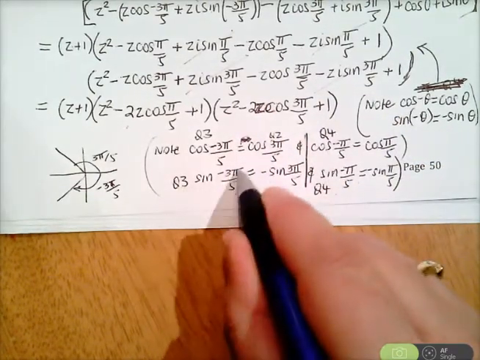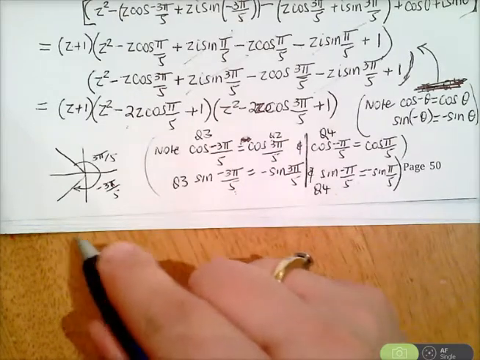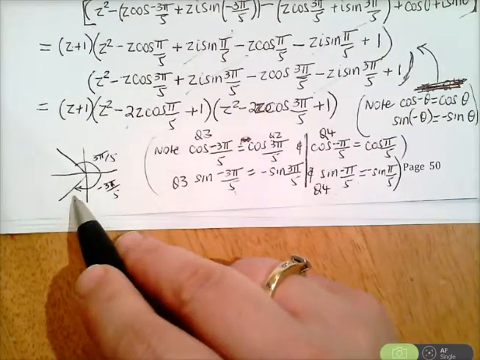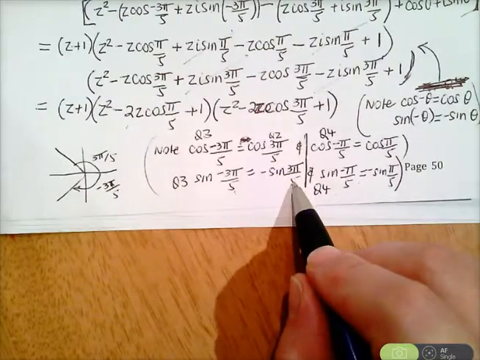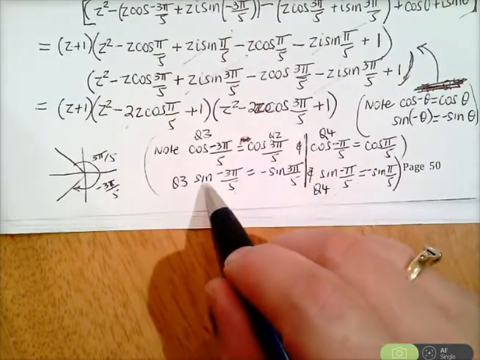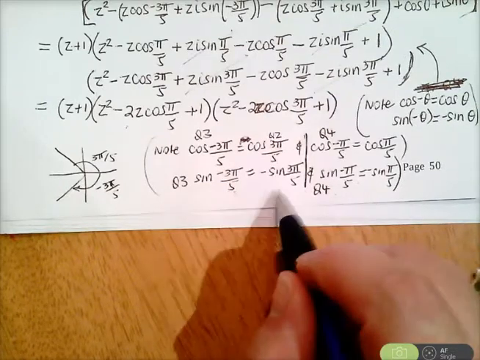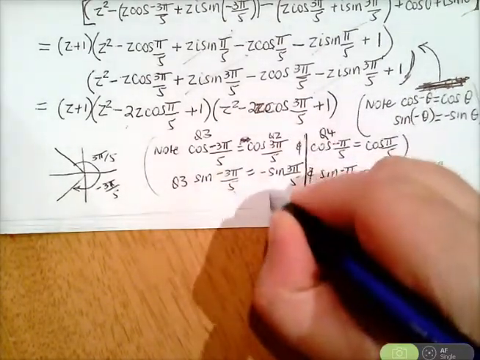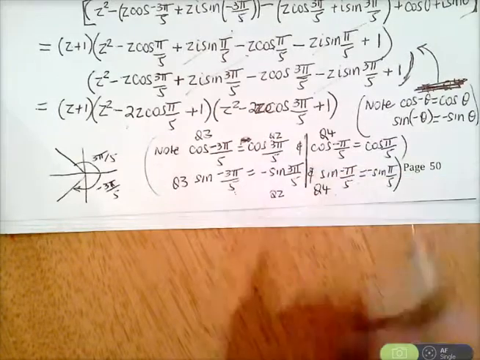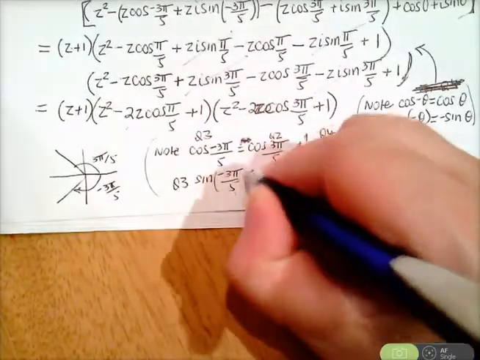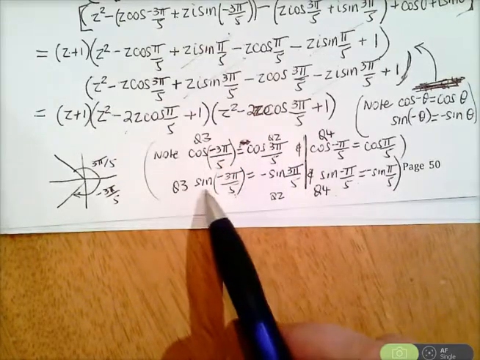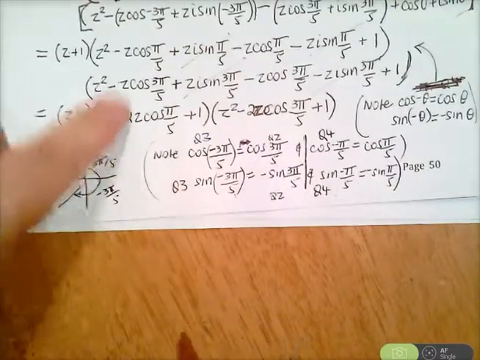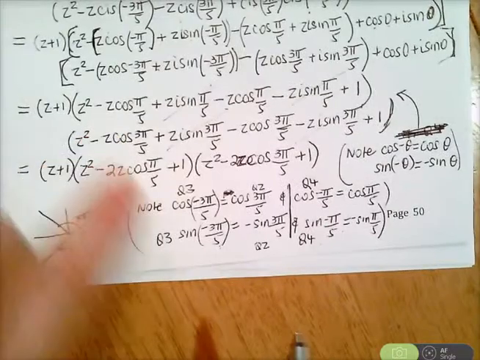Now, sine of minus 3 pi on 5 is quadrant 3. We know that sine's negative there, okay? But sine of 3 pi on 5 is quadrant 2, and we know that sine's positive there. That's why sine of minus 3 pi on 5 equals minus sine 3 pi on 5, okay? So what you're trying to do here is you're trying to not write this as cos minus 3 pi on 5 and sine minus 3 pi on 5. They've got to be written as positive angles, okay?